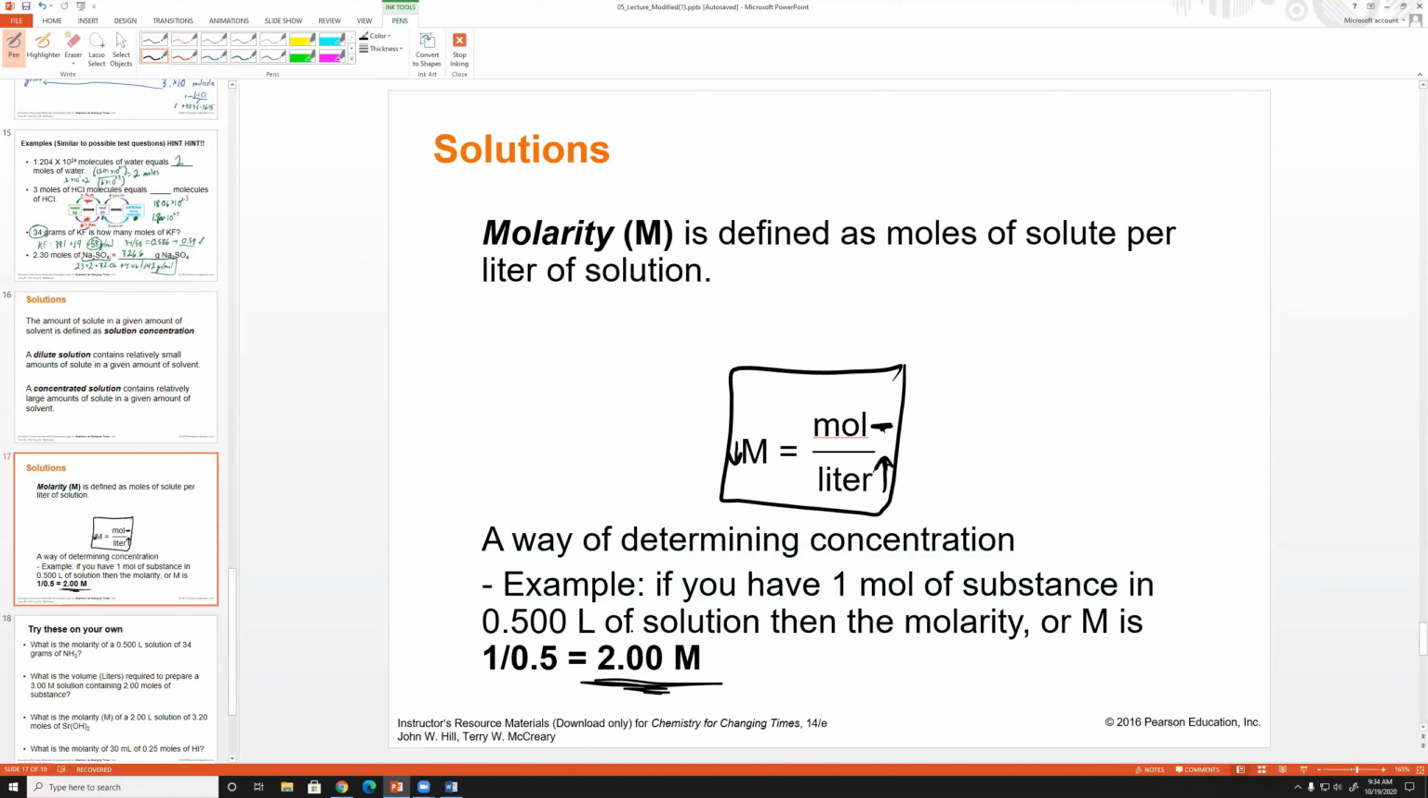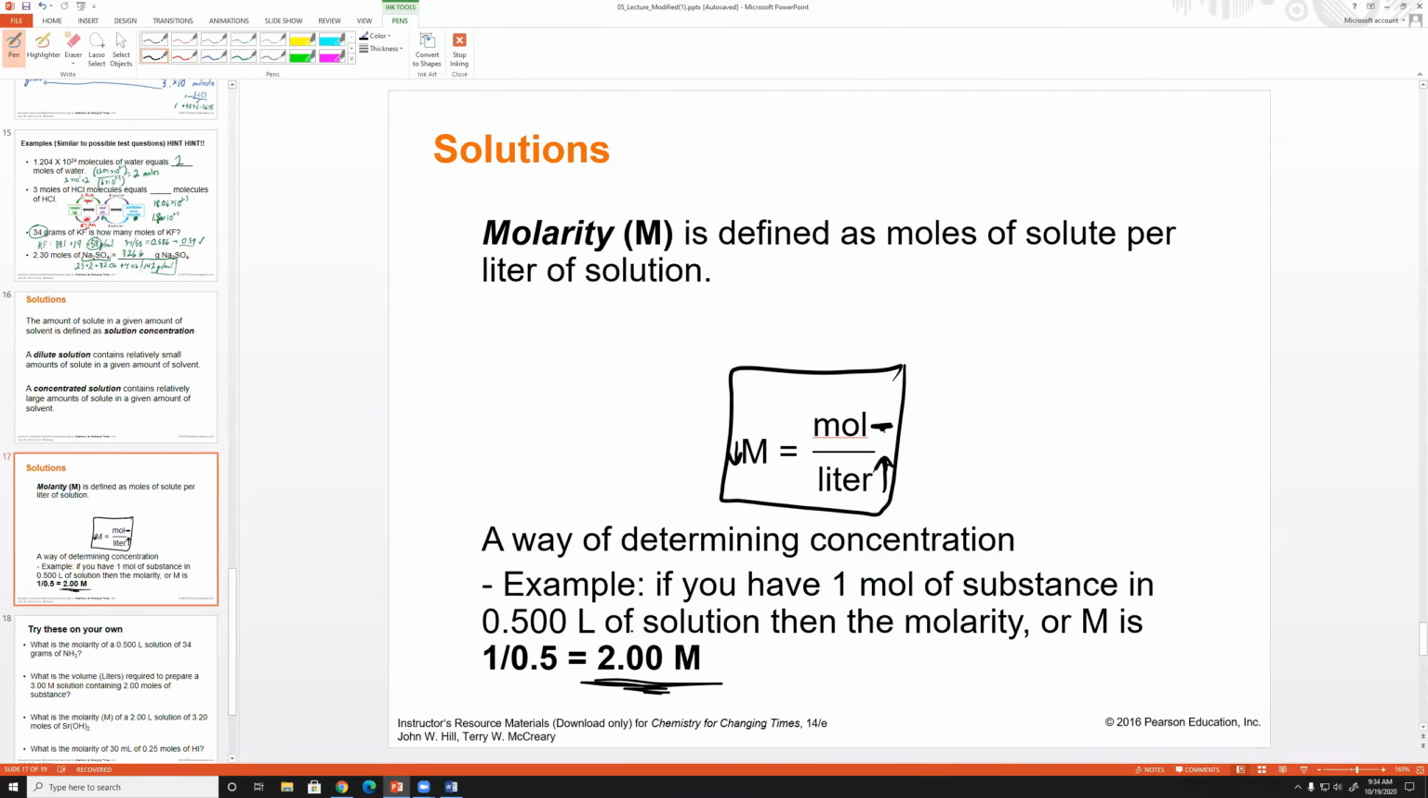Okay, cool. There's one more nuance to this. It might not be as straightforward as this example. I might give you grams, and then you'd have to convert it to moles with what we just learned. Or I might give you molecules. In that case, you'd have to convert it to moles like we just learned to get the moles into this equation.